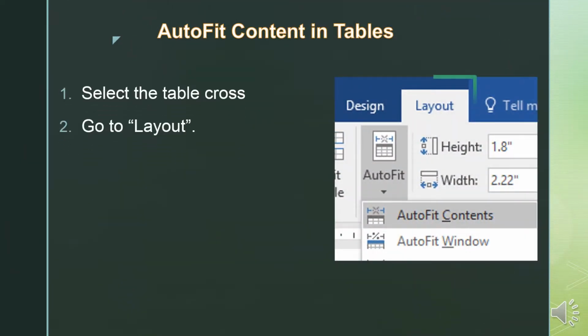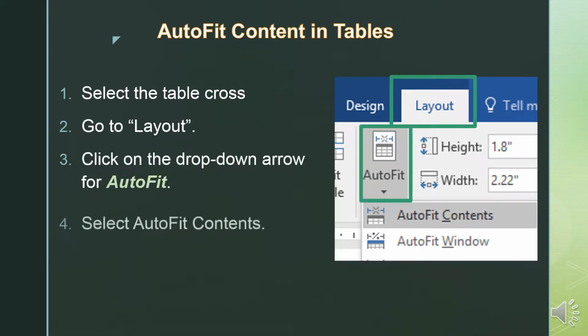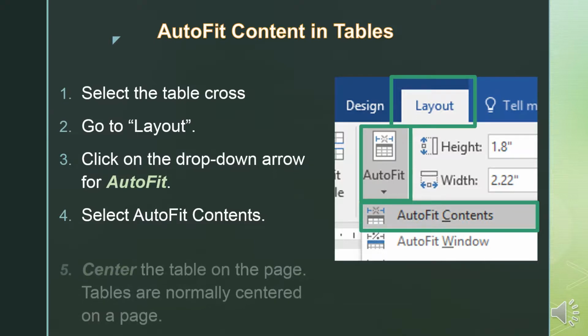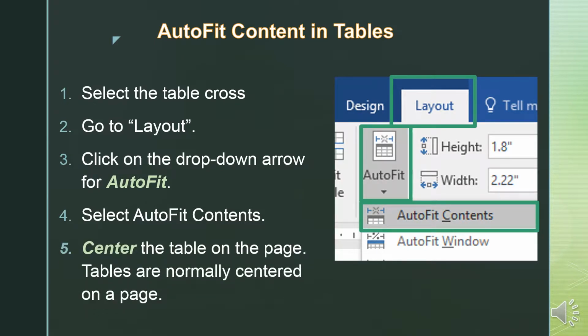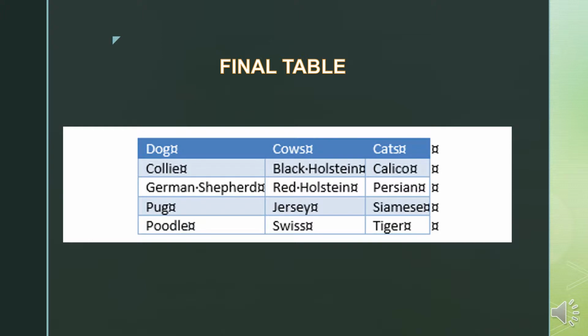Auto-fit contents in a table. Select the table cross, go to Layout, click on the drop-down arrow for Auto-fit, select Auto-fit to Contents. Center the table on the page. Tables are normally centered. Another way that you can do your auto-fit to content is by selecting the table cross, right-clicking, find auto-fit, and then select Contents. Your final table will look something like this.